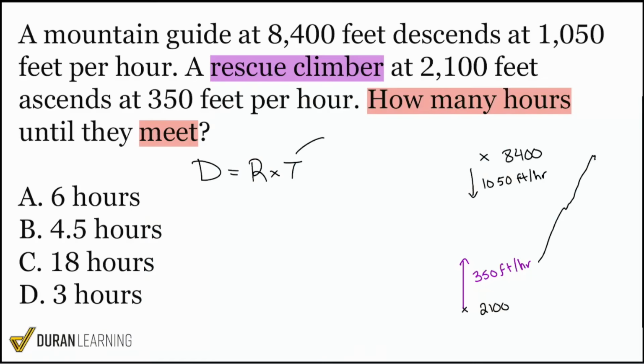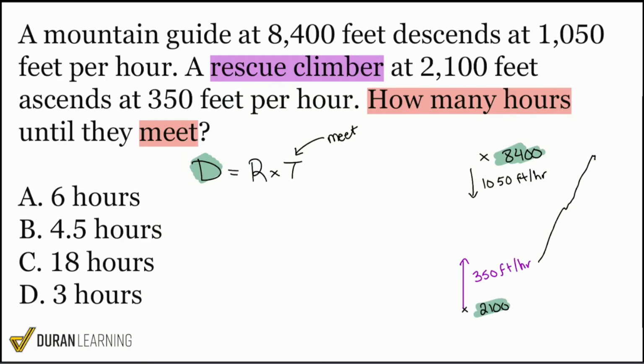If I want to know the time that it takes them to meet, well, then we need to know the rate at which they're meeting at and the distance that they have to overcome to meet. Everyone, I think we all know what the easier question is. That distance. If your mountain guide starts at 8,400 and then your rescue climber starts at 2,100, my party people, what am I going to do to figure out what my distance is going to be? How do I take these values and figure out what distance they are apart? It's going to be a straightforward subtraction.